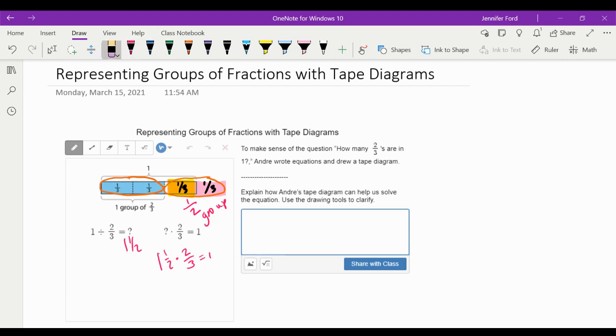So then to explain this, I could say this. In the tape diagram, I see that each group is composed of two parts. I have one whole group and one part left over. If I have one part, but I need two parts to make one group, I can make half of the next group. So the answer is 1.5.